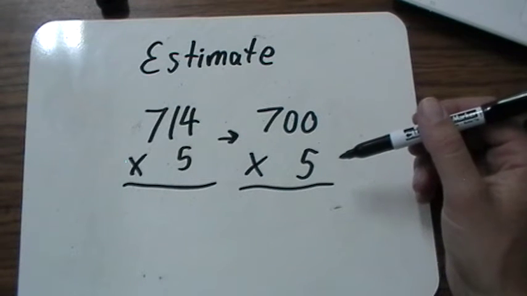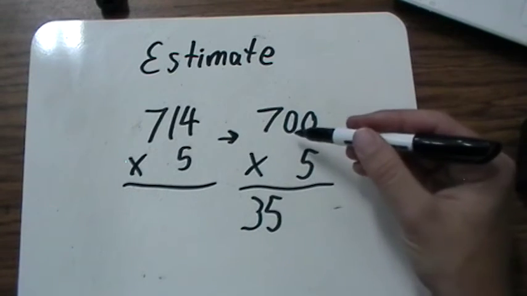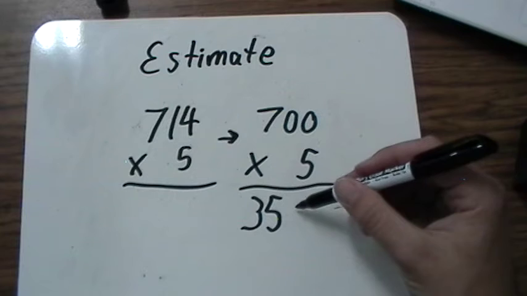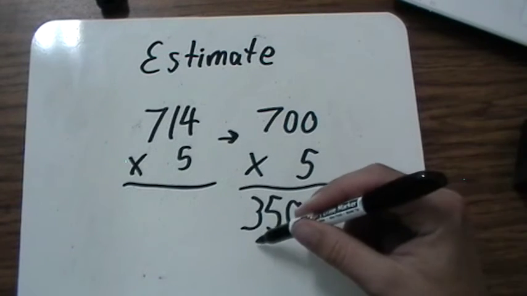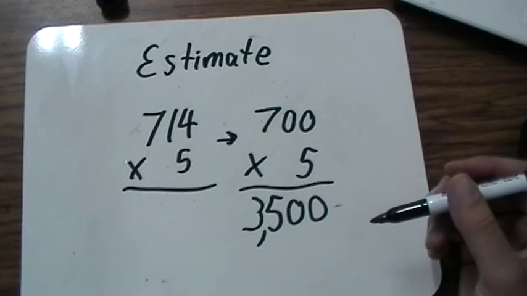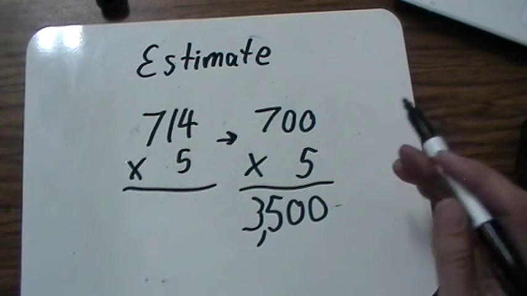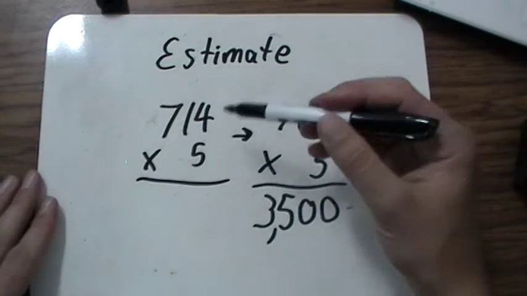So now let's do 5 times 7. 5 times 7 is 35. How many zeros are in my problem? There's 2. That means my answer needs 2 zeros. My answer is 3,500. That's an estimate though, remember. That's not the actual answer. Well, let's go through and let's try to find the actual answer.